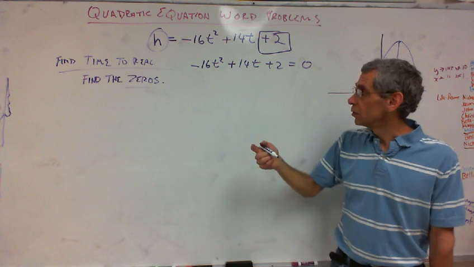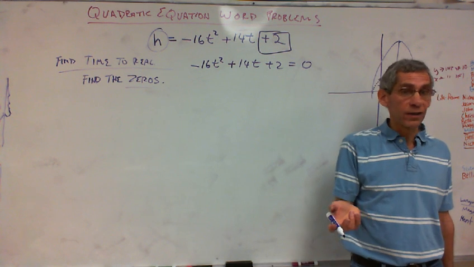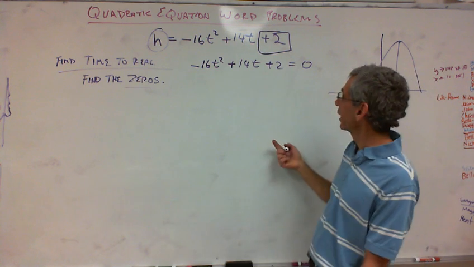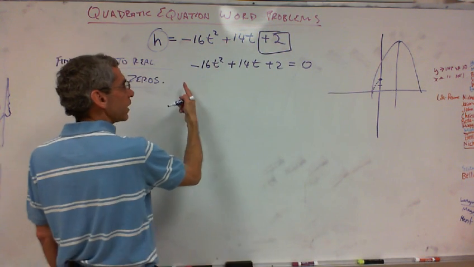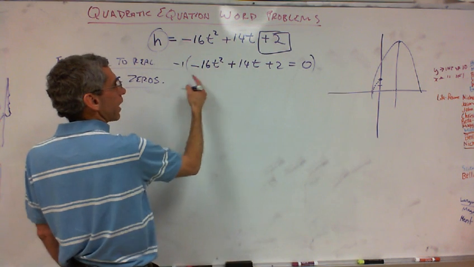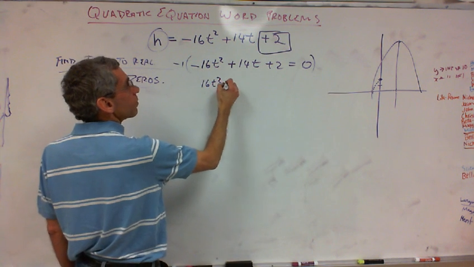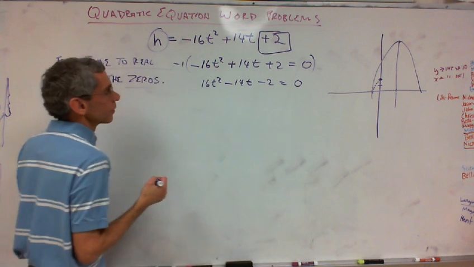Now, what else could you do? You might be able to factor it. If I can factor it easily, I'd rather do that. I'm going to just look at it for a second. Half everything and do it? Well, I don't like this negative. If I was going to factor it, I would multiply everything by -1 and see what happens. I got 16t squared minus 14t minus 2 equals 0.